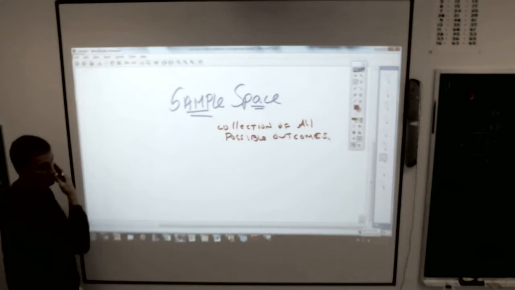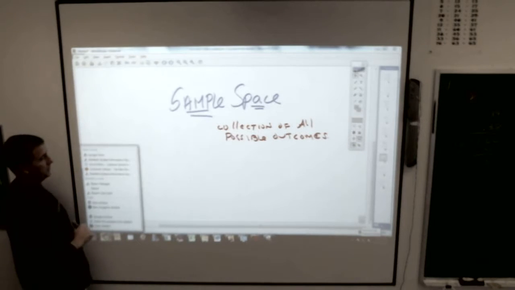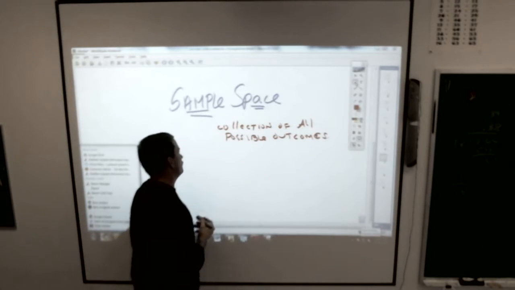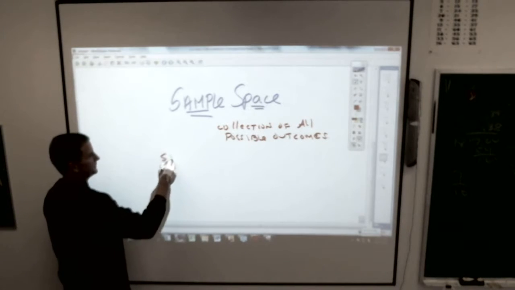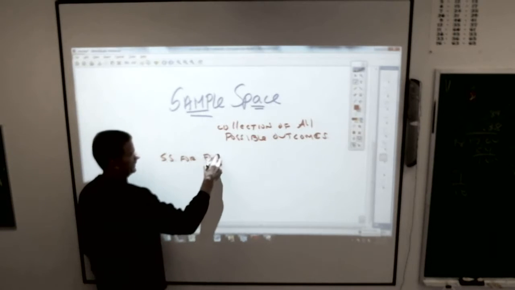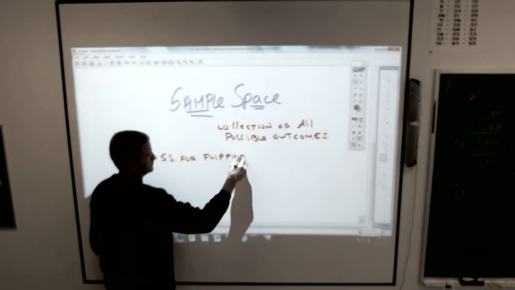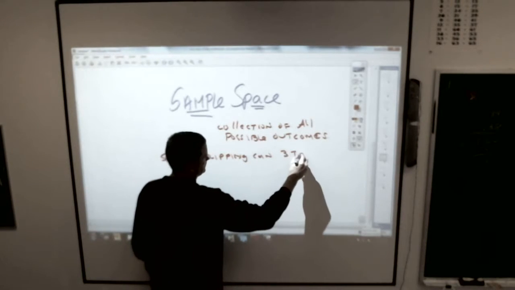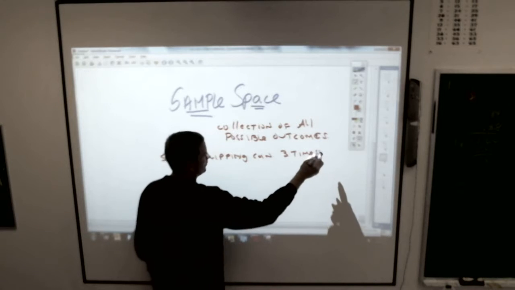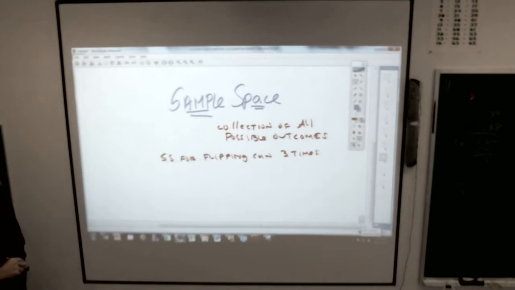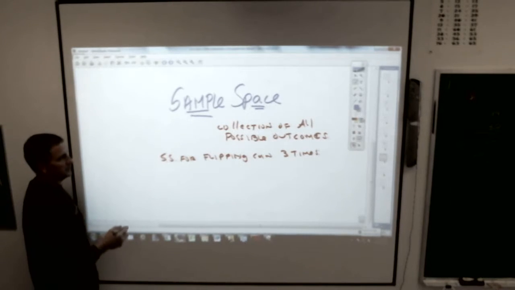For example, and here's where you've got to use a little organizational skill, let's say you flipped a coin 3 times. The sample space is listing all the possible combinations. One way to do that is to make a tree sort of diagram, and you can do it one way or another. Let's do this.